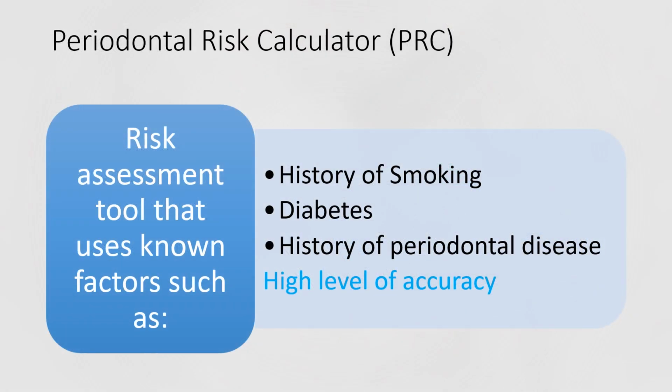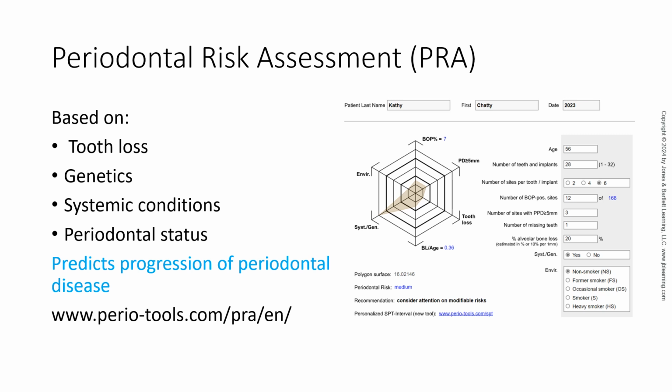The periodontal risk calculator uses known modifiable factors that the patient can change in order to predict the risk of periodontal disease and periodontal disease progression. This specific risk assessment has shown a high level of accuracy in studies. It is based on tooth loss, genetics, systemic conditions, periodontal status, and age. It predicts the progression of periodontal disease, and here's the website for it.